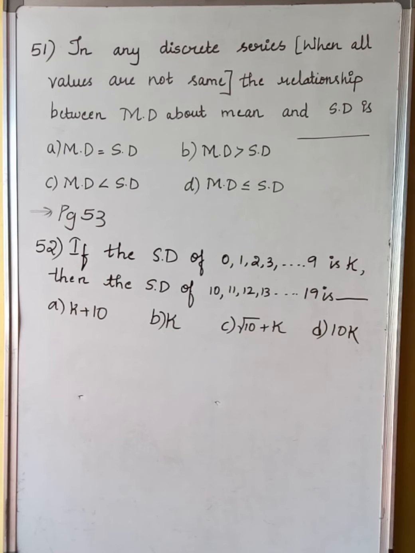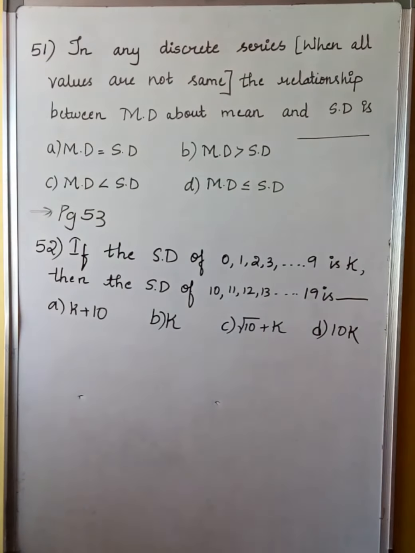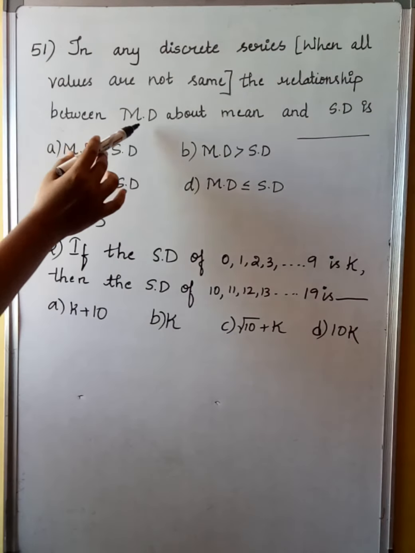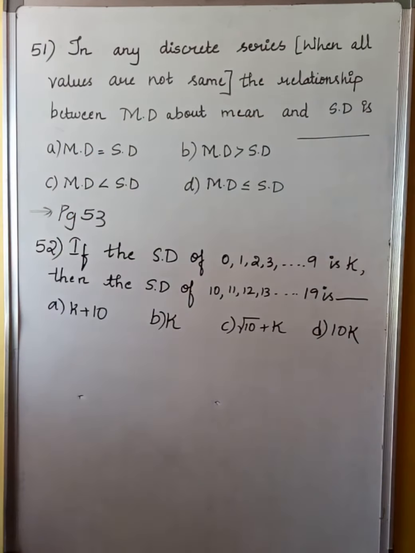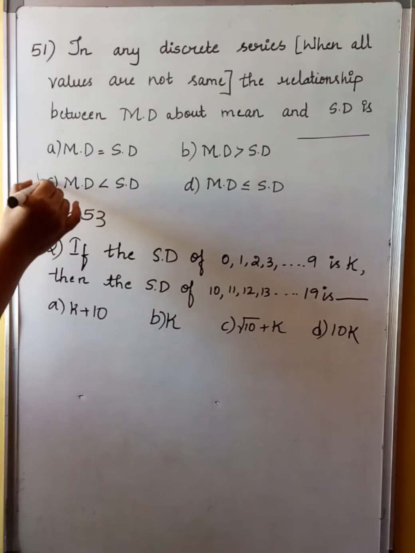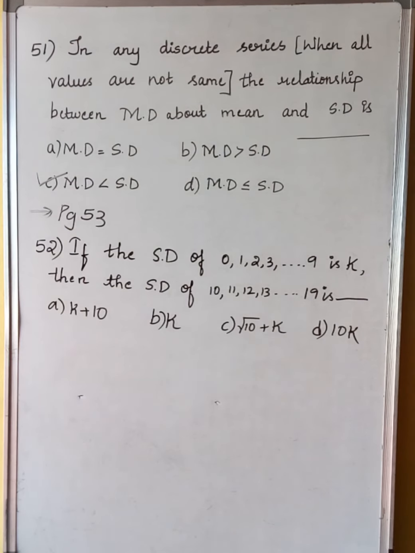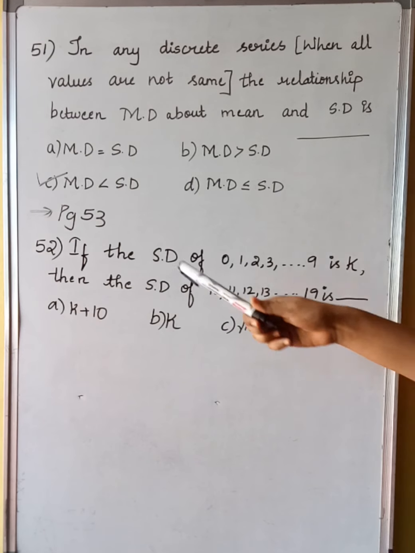There the last bit is given as quartile deviation is less than mean deviation is less than standard deviation. Using that standard result, I'll identify the correct answer for this question. In any discrete series, when all the values are not same, whenever they ask the relationship between mean deviation about mean and standard deviation, the answer will be mean deviation is less than standard deviation. Is it clear? It is from the synopsis, page number 53, which I have already mentioned.